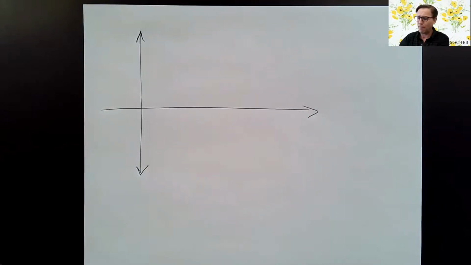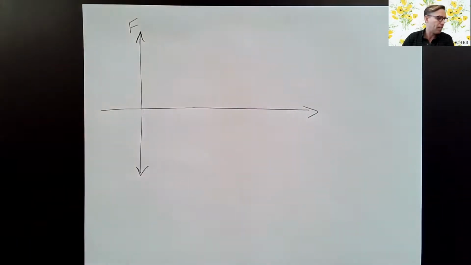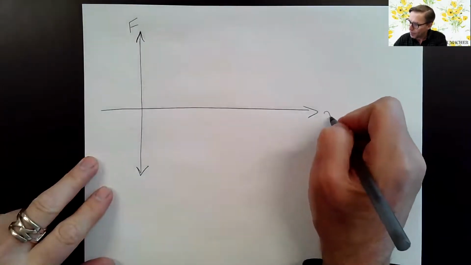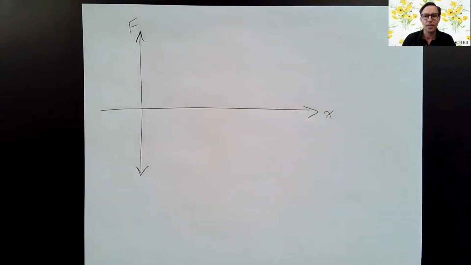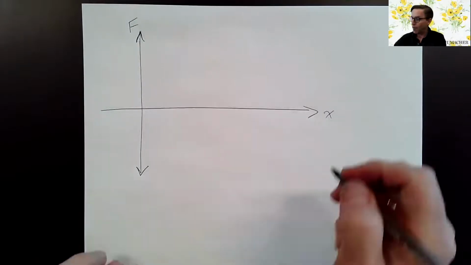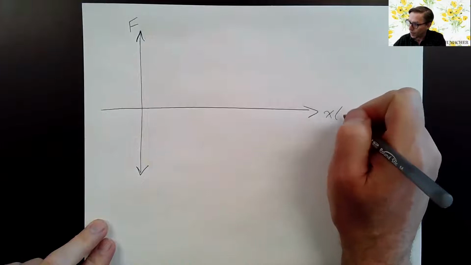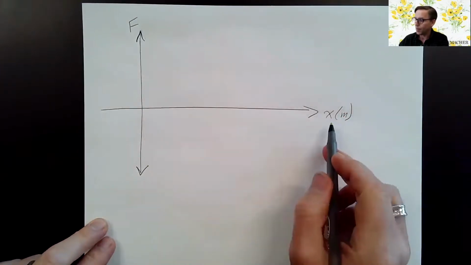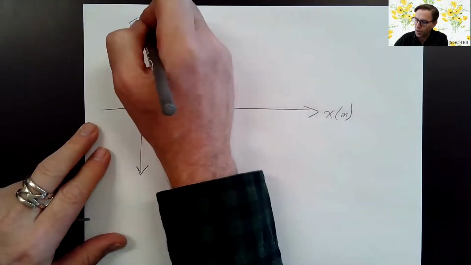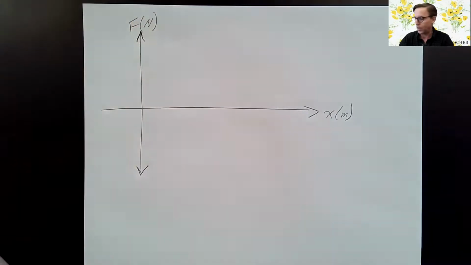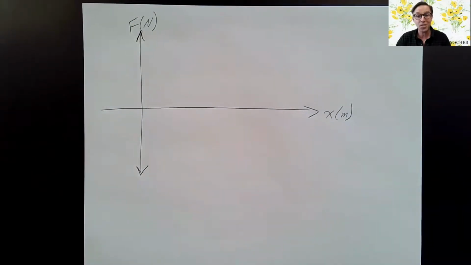I am going to graph force on my vertical axis and position on my horizontal axis. Of course, whenever I have different axes, I want to give those labels a unit. Position is measured in meters, force is measured in newtons. And so this graph is very, very important. It's called a force versus position graph.